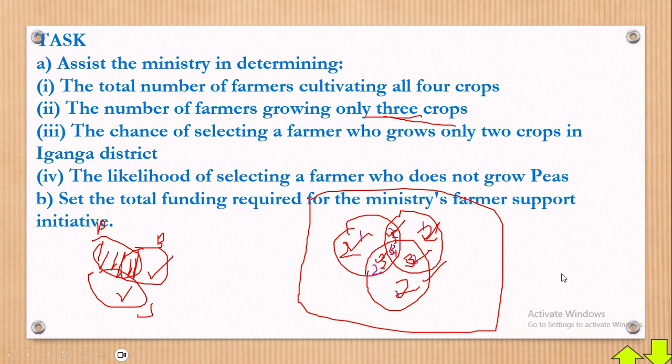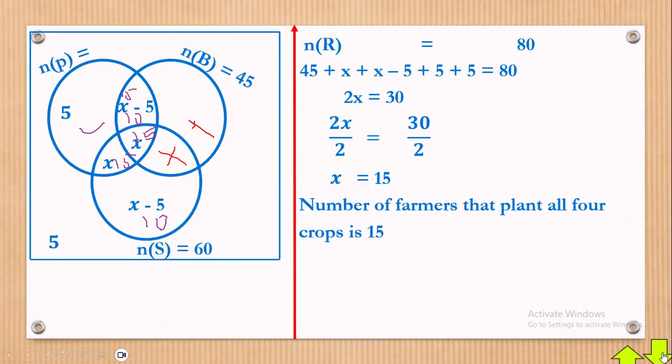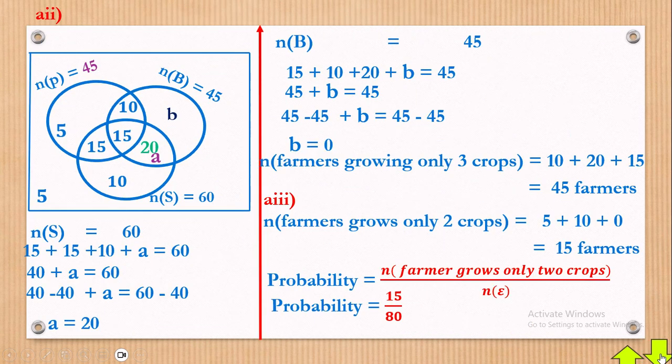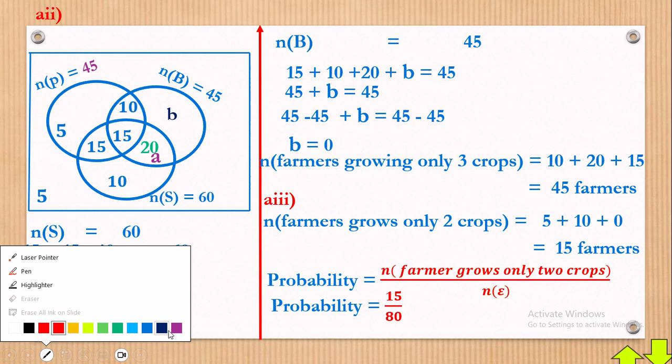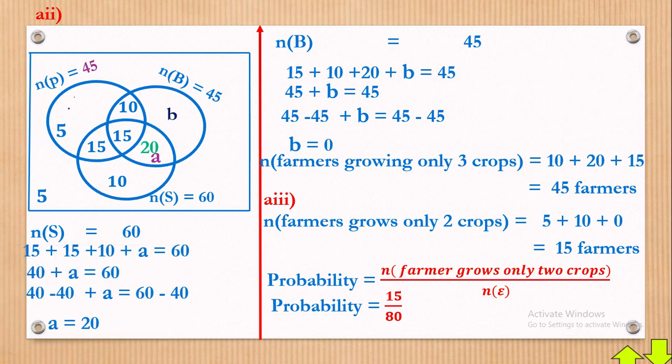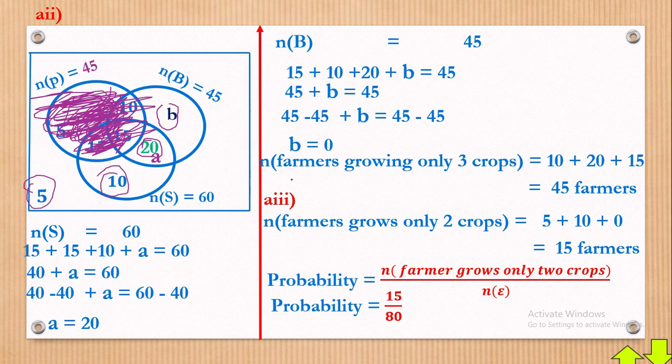The likelihood of a farmer who does not grow peas. You cover the whole set of peas, then you get the final answer. What I mean is that we shall call off this whole set of peas, shade it off. You don't count it, we remove that whole set. Just imagine you have shaded off the whole set of peas. Now our answer will be this one plus this plus that plus that. That will be the answer for farmers who don't grow peas, and that will be in the next part. Let's go there.